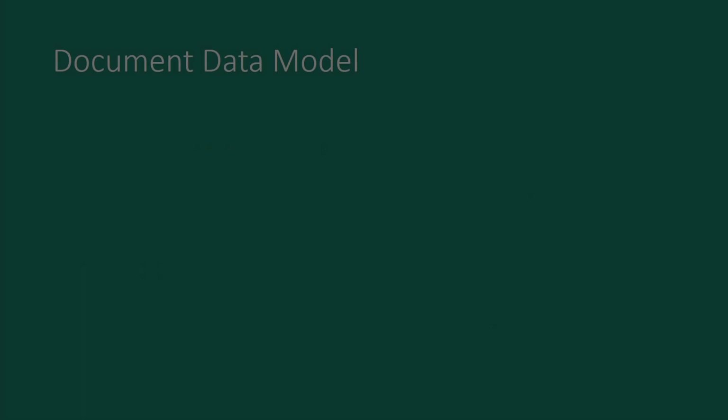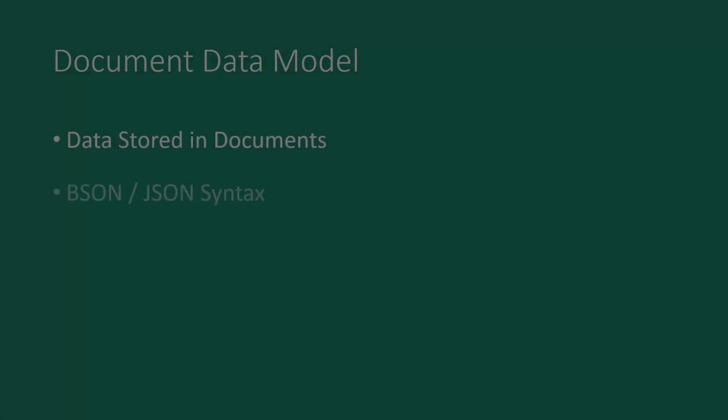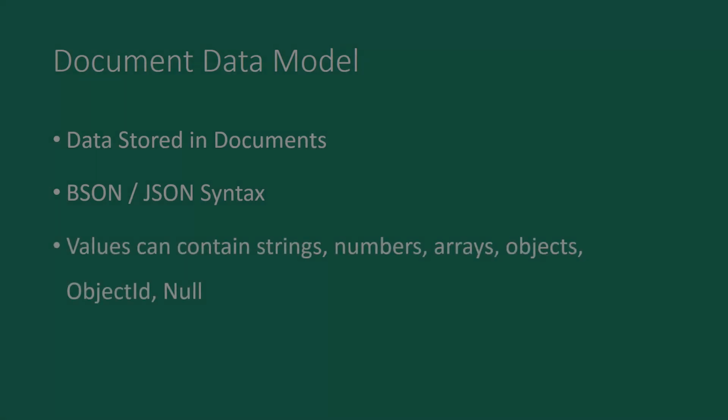So as I said in the last video, MongoDB uses the document data model, and data is stored in documents. These documents are essentially JSON objects. It actually uses BSON, which is JSON along with some additional data types and features. Alright, so values can contain strings, numbers, arrays, objects, object IDs, and null values. Object IDs are actually created automatically by MongoDB and used as a unique identifier.